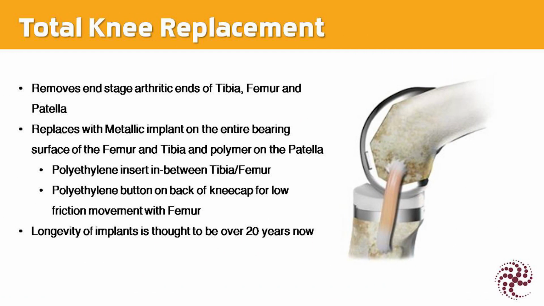So the total knee replacement removes the end-stage arthritic ends of the tibia, femur, and the patella, and it replaces the ends of these bones with metallic implants and a polymer surface which allows the metal to glide with minimal friction. And the longevity of these implants is thought to be over 20 years now.